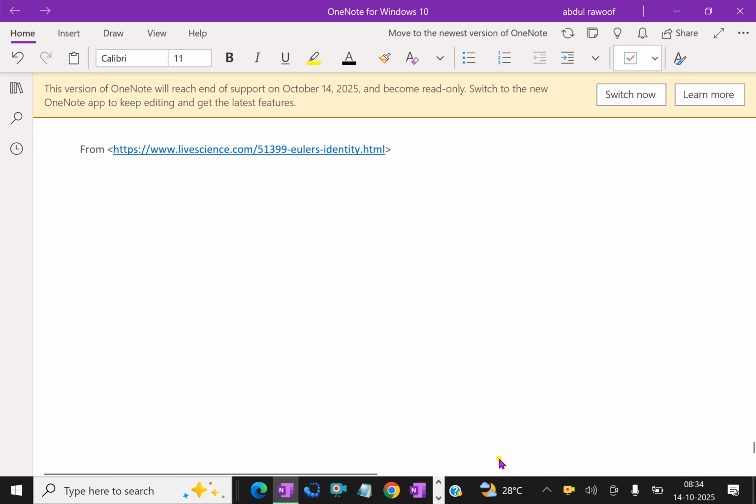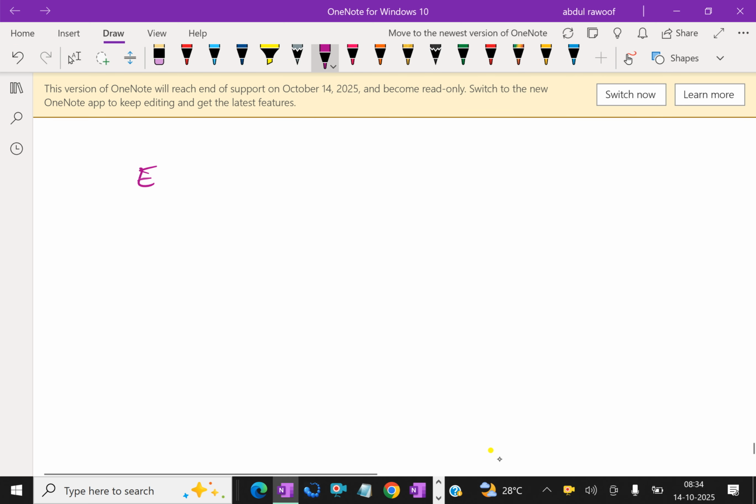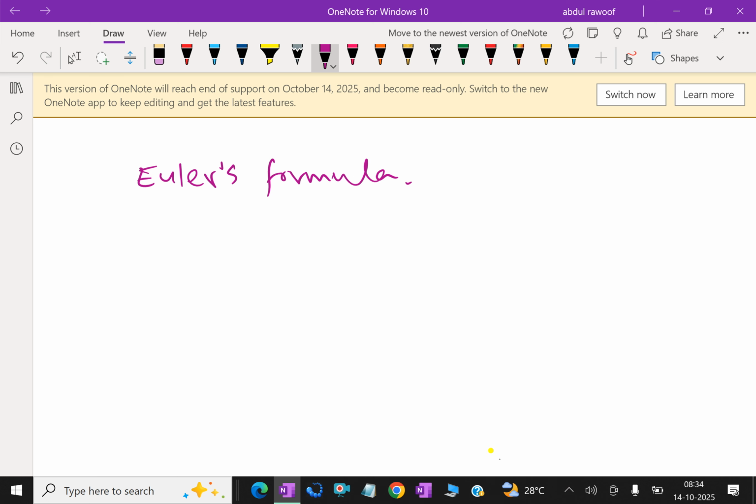Look at this. Euler's formula we can write: e power i theta equals cos theta plus i sin theta.